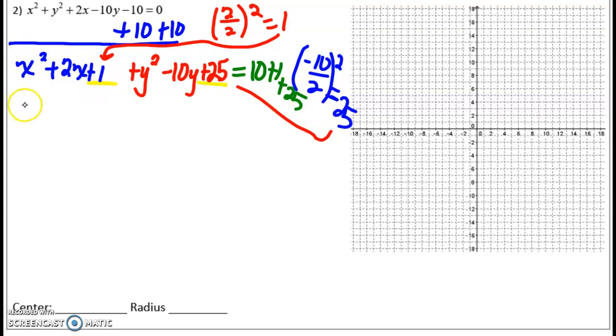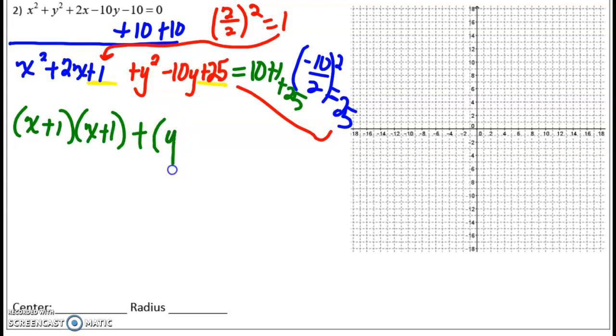Okay, now I factor this trinomial that's blue. Multiplies to give me x squared is x and x. Multiplies to give me 1, 1 and 1 in the middle term. 1x plus 1x is 2x. Big plus sign. I'm going to factor this red trinomial. I need to multiply to get positive 25 and get a negative 10 in the middle, so that's going to be minus 5, minus 5. I'm just adding these three terms together, and that's 36.